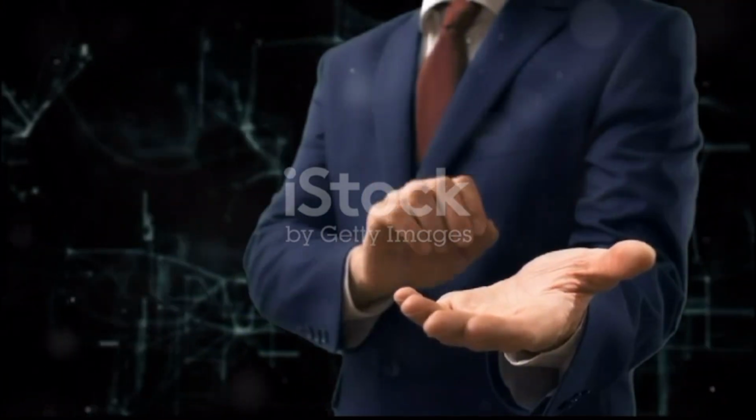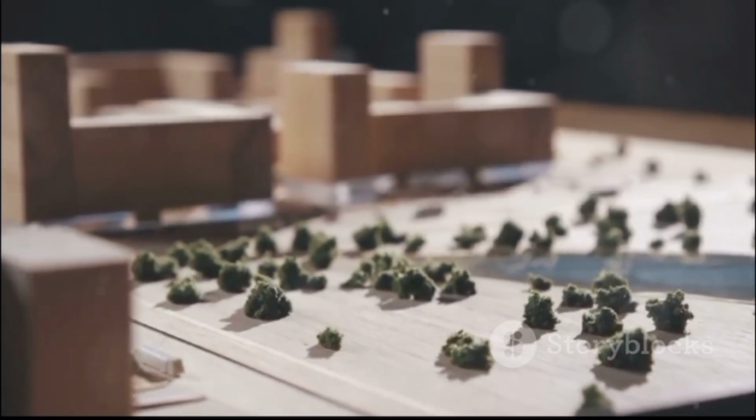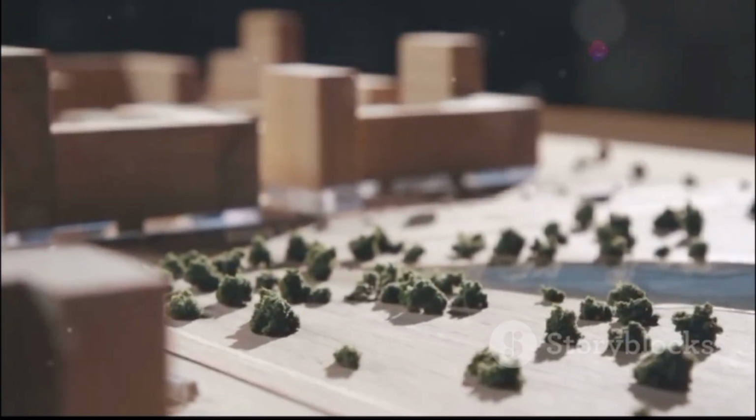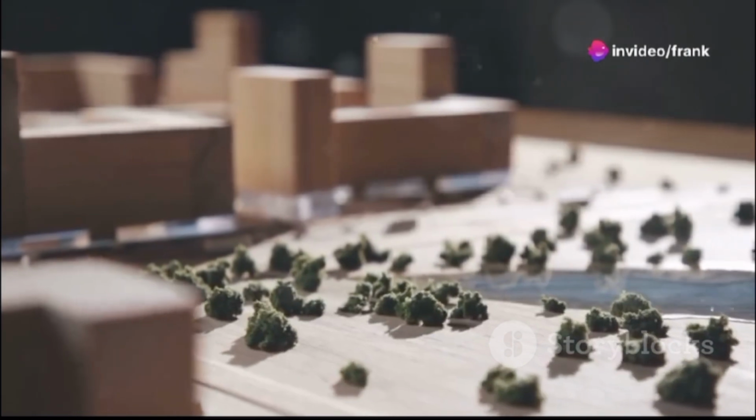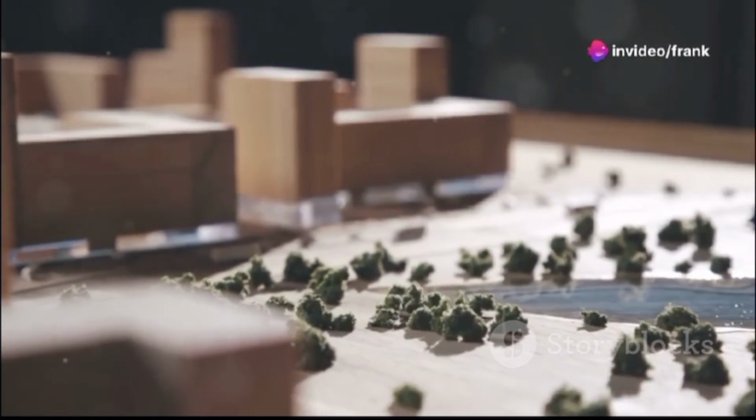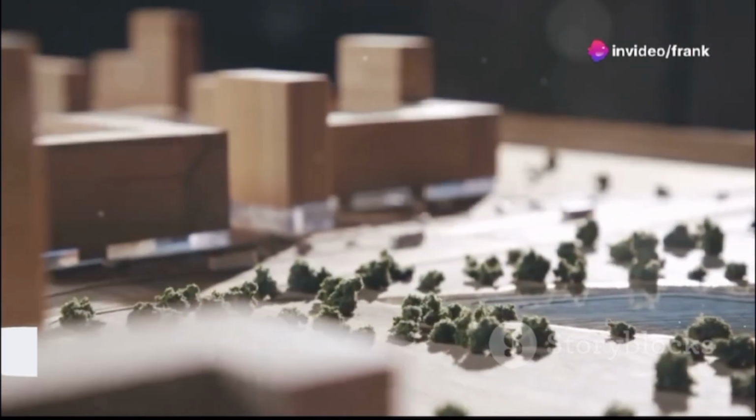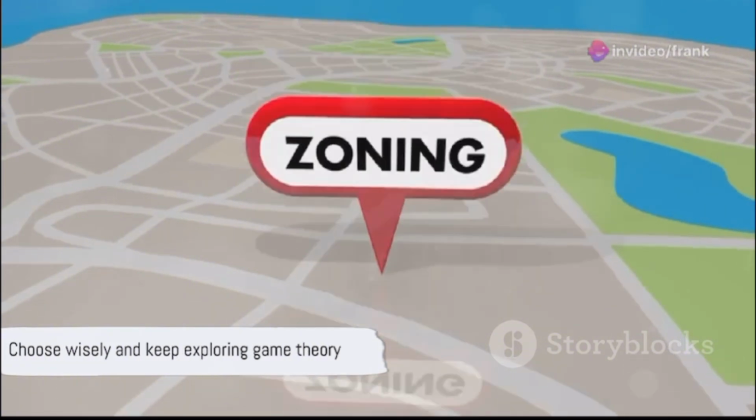We've traced the historical applications of this model, from its potential role in preventing nuclear escalation during the Cold War to its relevance in our everyday lives. Remember, even in a dilemma, the choice is always yours.